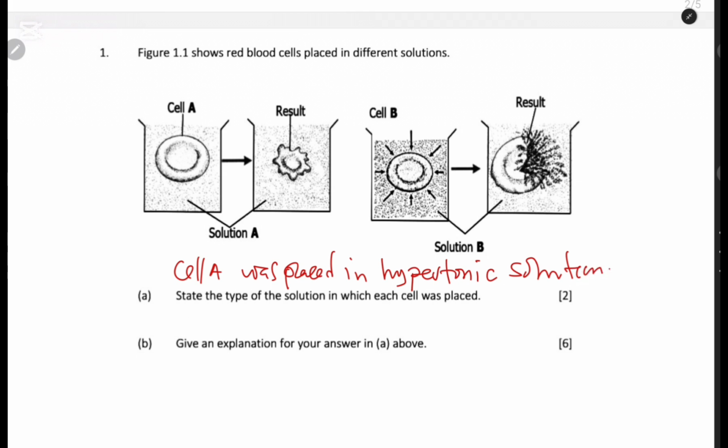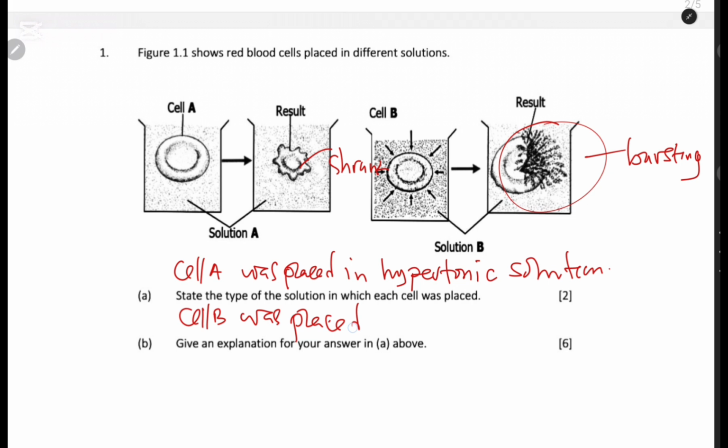Then if you look at cell B, it burst. Cell bursting here, and of course this one shrunk. So what happened? This one gained a lot of water by osmosis, and therefore resulted in bursting. That kind of solution is one that is more dilute outside, so the inside of the cell was more concentrated. So in other words, cell B was placed in hypotonic solution.